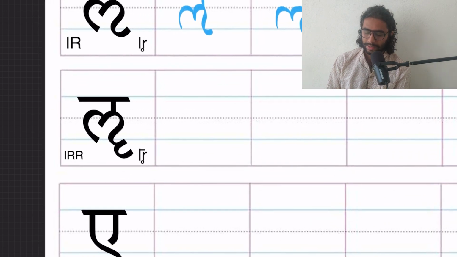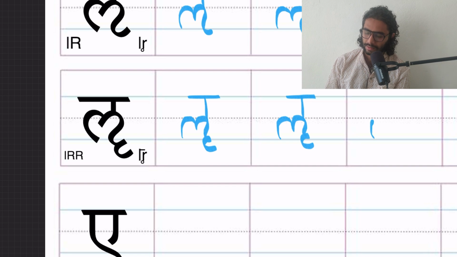The next vowel is the longer version of it, the Dirgha form of the Hrasva R. It is written like this.